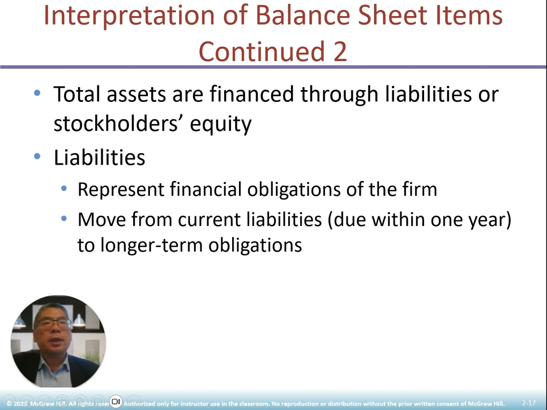So let's look at the example of the interpretation of balance sheet items. Total assets are financed through liabilities or stockholders' equity. Liabilities represent the financial obligations of the firm. They move from current liabilities due within 1 year to longer-term obligations.